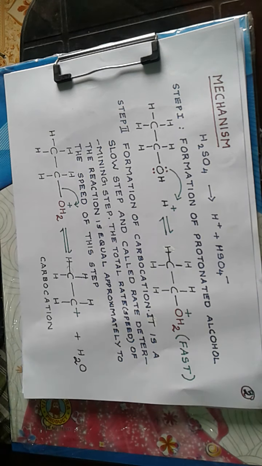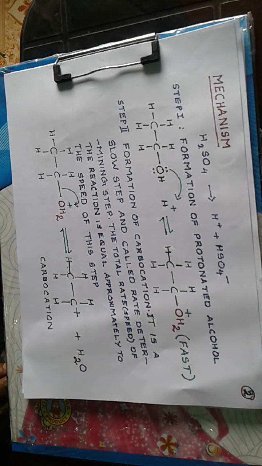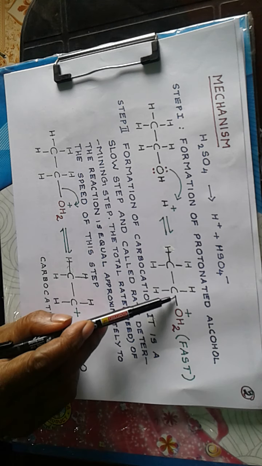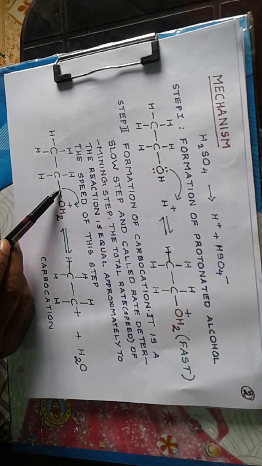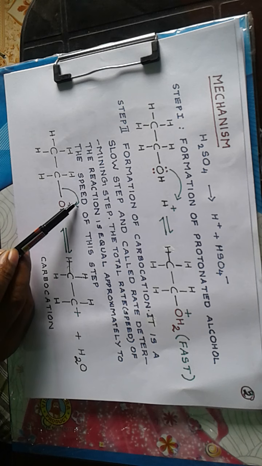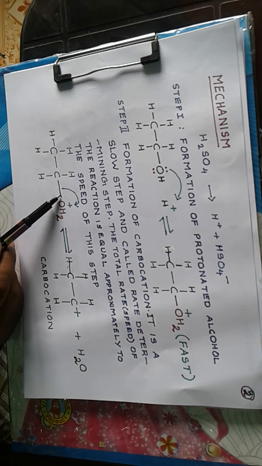Now coming to step 2. Step 2 is the formation of a carbocation. Now I told you OH2 positive is a good leaving group. It can easily take up the pair of electrons in this bond. So that is shown by an arrow starting from the middle of the bond and ending over the oxygen atom. This means the pair of electrons in this bond is entirely going into the orbital of oxygen.